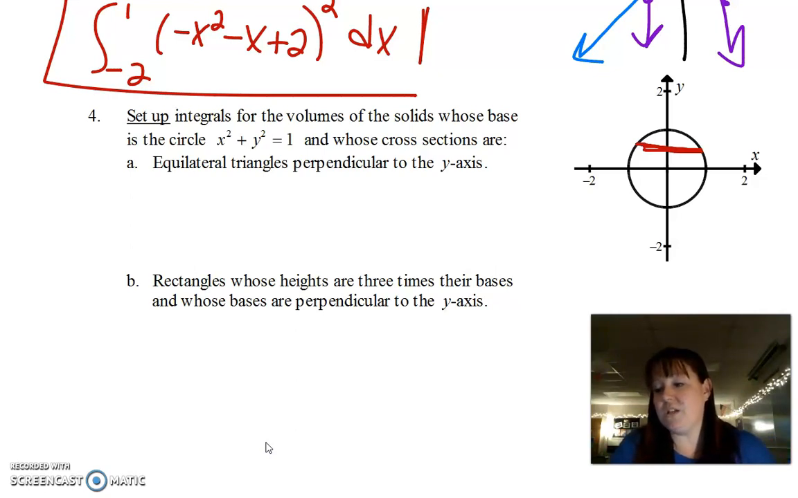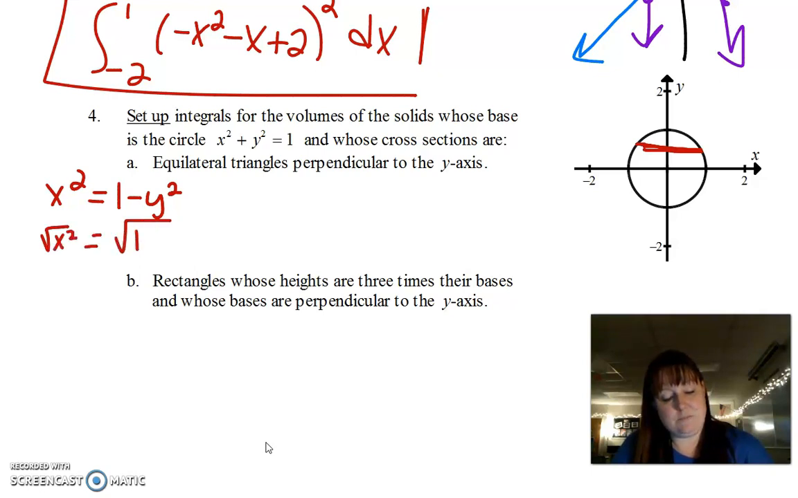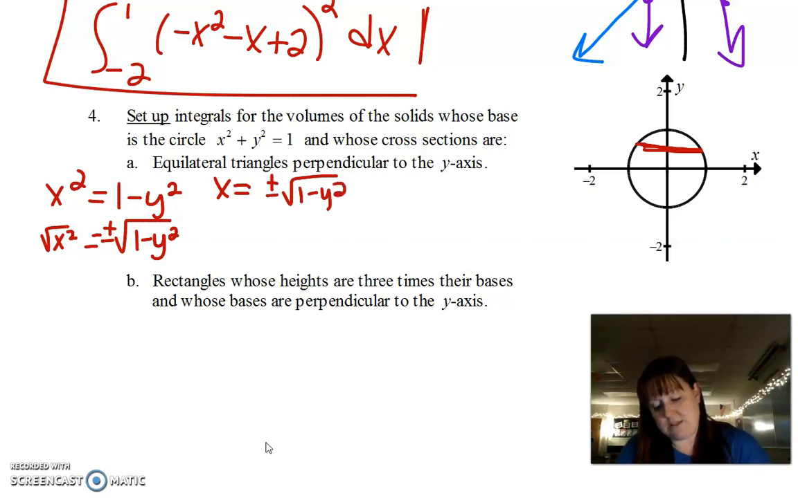The first thing is we've got to get our function in terms of y. So we've got to get x by itself, so it's all in terms of y. If we want to do that, we have x squared equals 1 minus y squared. And then we have to take the square root of both sides. Remember, when we take the square root, we get plus or minus. So x equals plus or minus the square root of 1 minus y squared. The plus is this side, and the minus is this side.